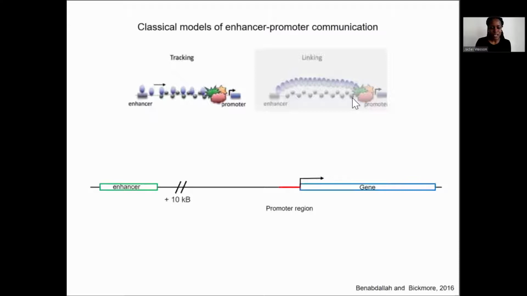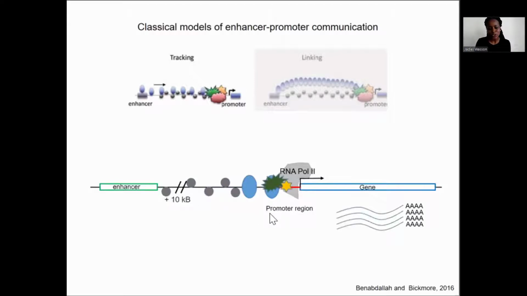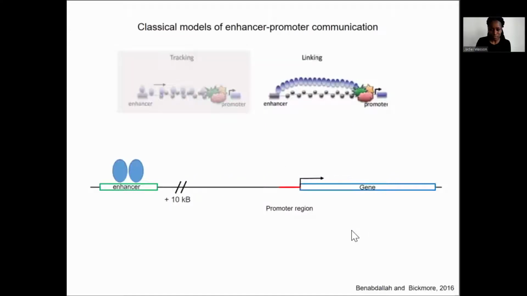In the first model, scientists have this idea of how an enhancer can communicate with its promoter, where you have the binding of transcription factors to the enhancers. And then these enhancers track along the intervening DNA between the enhancer and the promoter region, recruiting various regulatory factors, including histone modifications, and this ultimately leads to the activation of the gene.